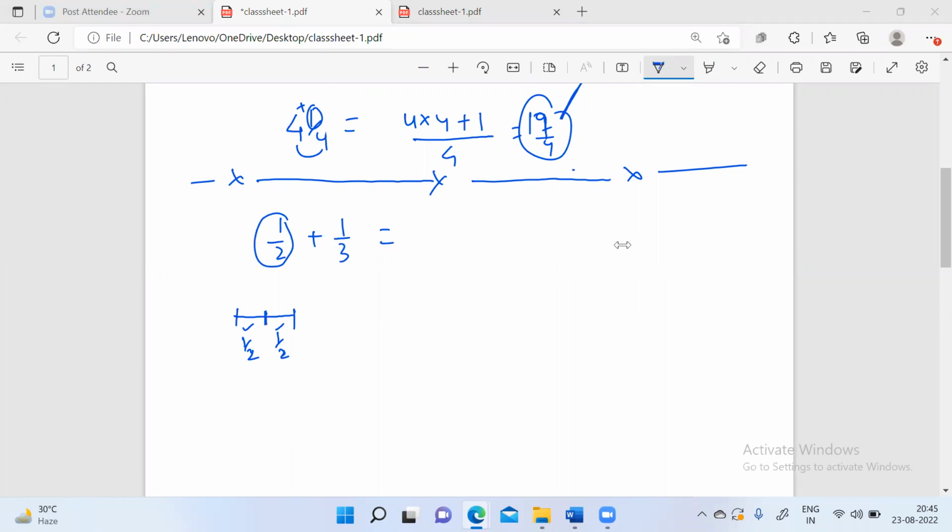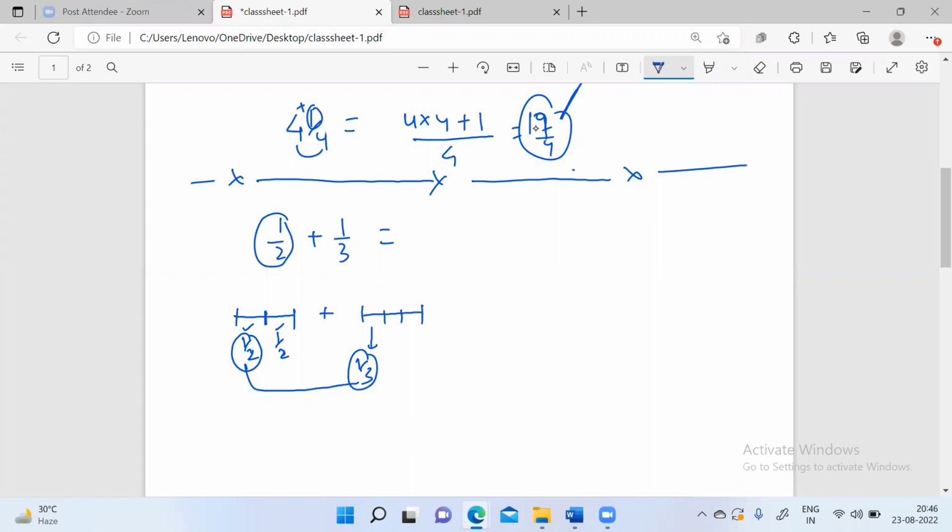And for 1 by 3, one number is divided into three equal parts. So this one part is 1 by 3. If you want to add the half and 1 by 3, actually you cannot count it, because these two are of different sizes. So in order to make it countable, we try to make parts of similar size.